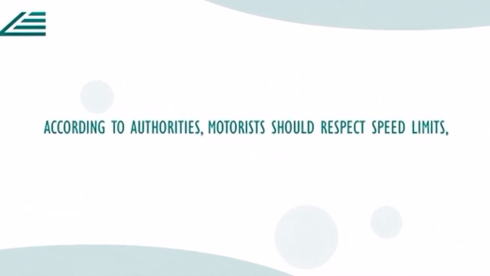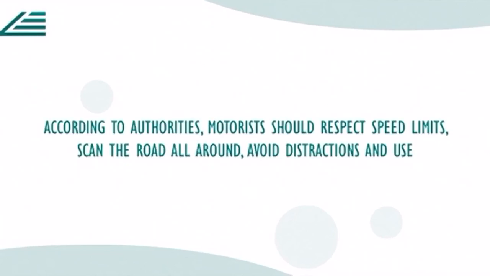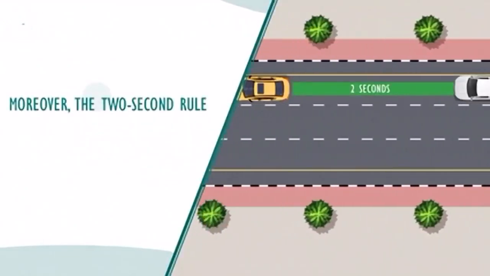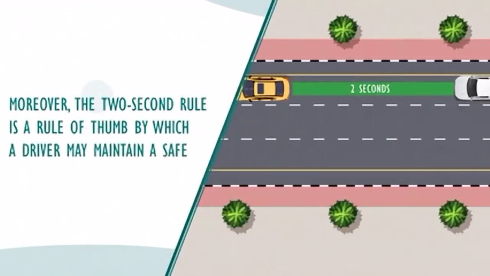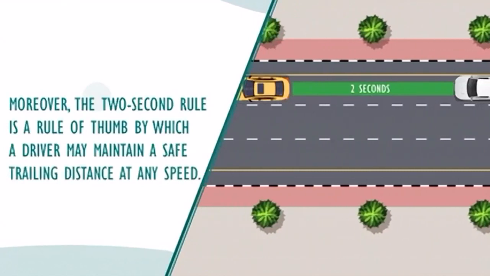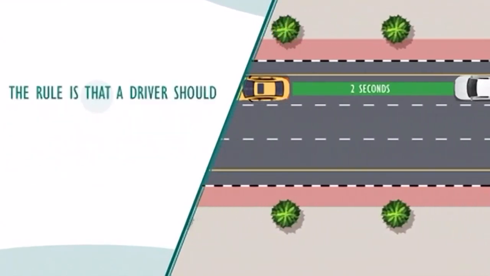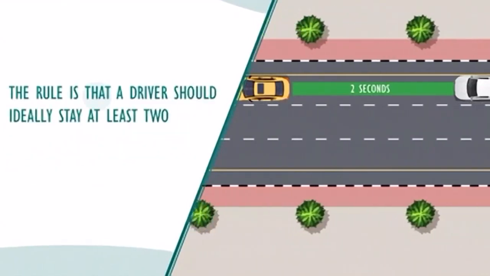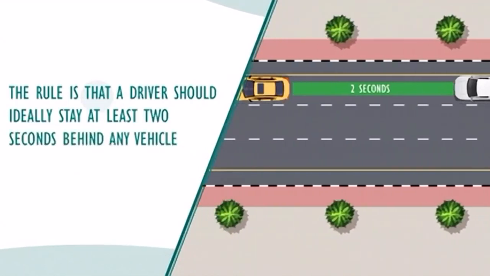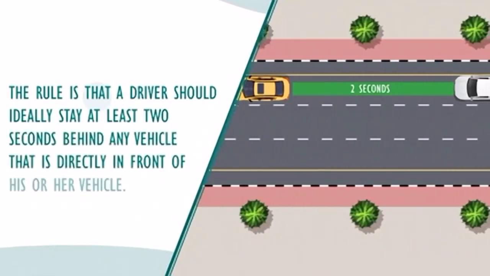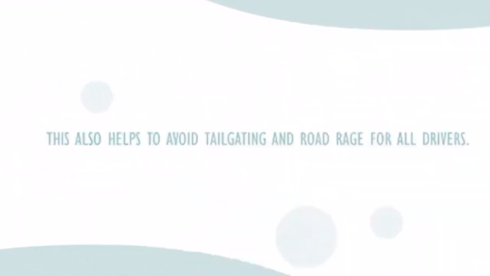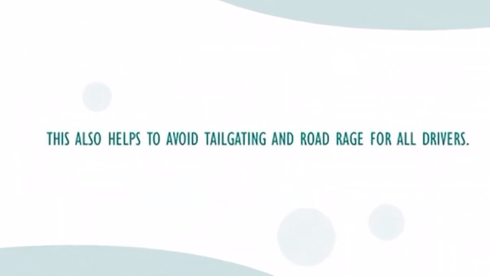According to authorities, motorists should respect speed limits, scan the road all around, avoid distractions, and use indicators when changing lanes. Moreover, the 2-second rule is a rule of thumb by which a driver may maintain a safe trailing distance at any speed. The rule is that a driver should ideally stay at least 2 seconds behind any vehicle that is directly in front of his or her vehicle. This also helps to avoid tailgating and road rage for all drivers.